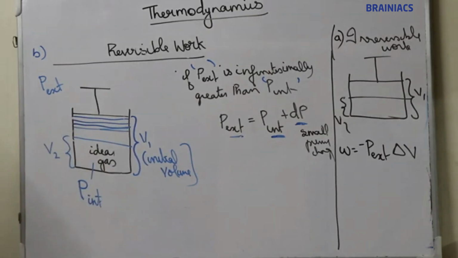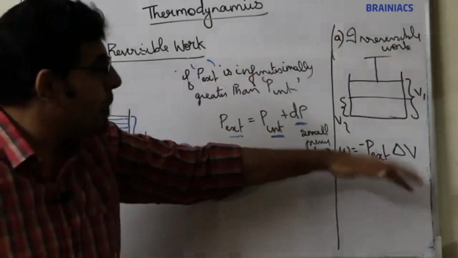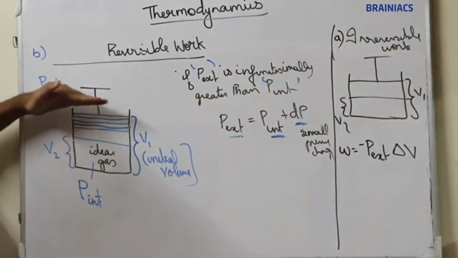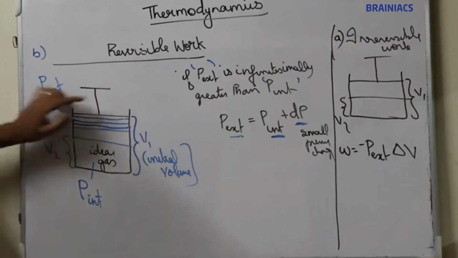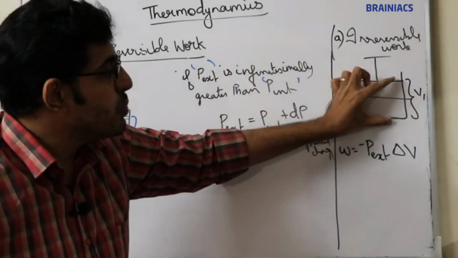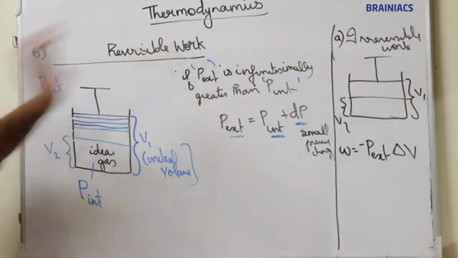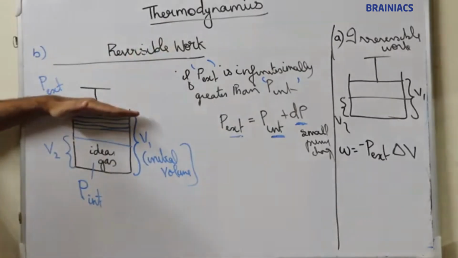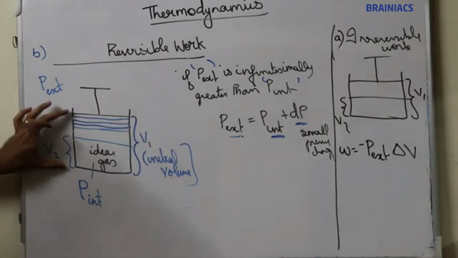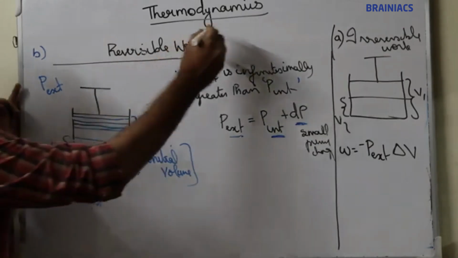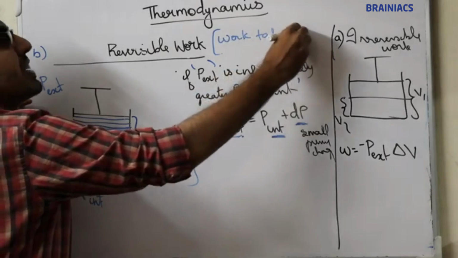Now the piston has moved from V1 to V2, but not rapidly as in the case of irreversible process. Here piston is moving very slowly by taking a number of steps. In the case of irreversible process, piston is moving from V1 to V2 rapidly in a single step. But in reversible process, the piston is moving infinitesimally slowly, by taking several steps, from V1 to V2. So in reversible process, work takes place very slowly.